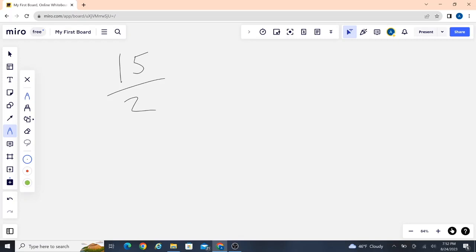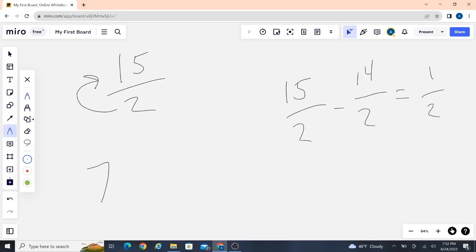All right, so hopefully you tried that one on your own, and let's go through the answer together here. So again, our first step is to ask ourselves, how many times can 2 go into 15? Well, that's going to be 7, because 7 times 2 equals 14. So now we take our original 15 halves, and we're taking out 7 whole things. So 7 times 2 is 14. Put that back over 2, subtract them. 15 halves minus 14 halves is going to be 1 half.